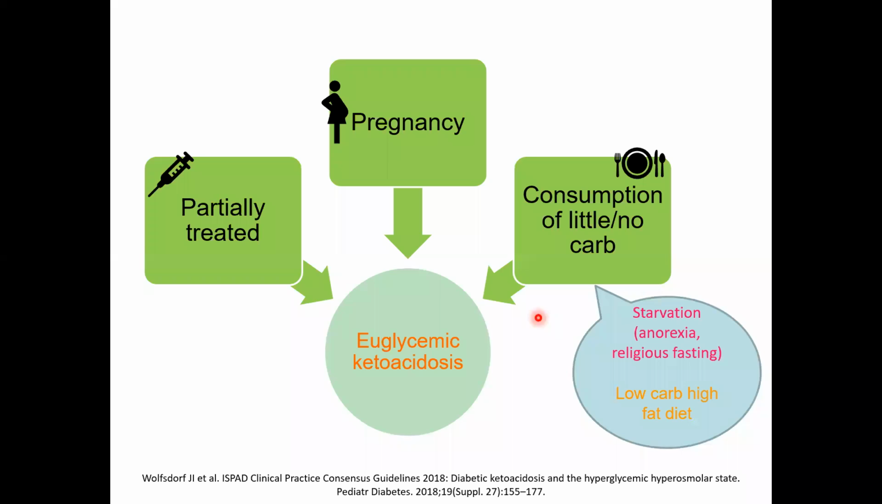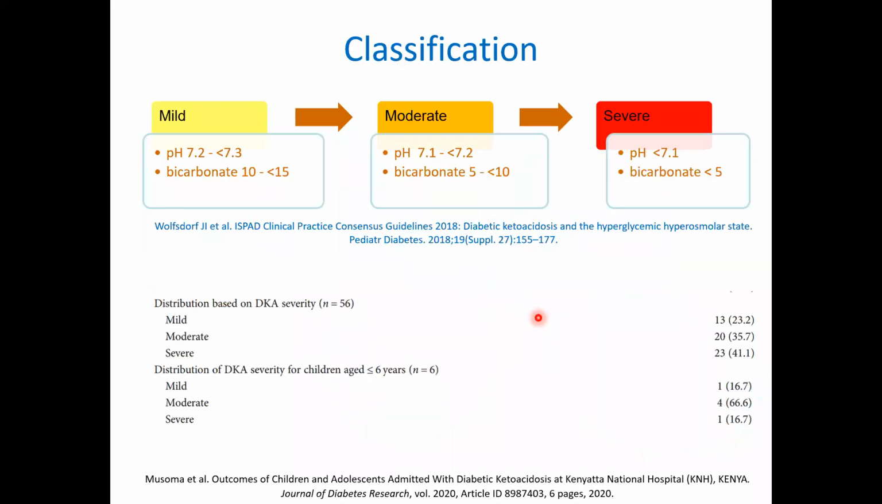For example, patients who are fasting or who have eating disorders, or patients who are on a low carbohydrate, high fat diet, or what we call a ketogenic diet. Occasionally this kind of patients may actually get a euglycemic ketoacidosis. So the presence of a normal blood glucose does not completely rule out the presence of diabetic ketoacidosis.